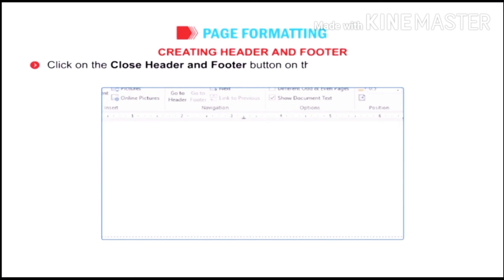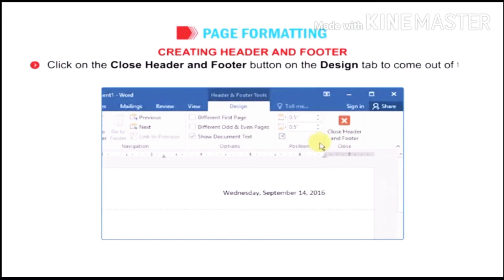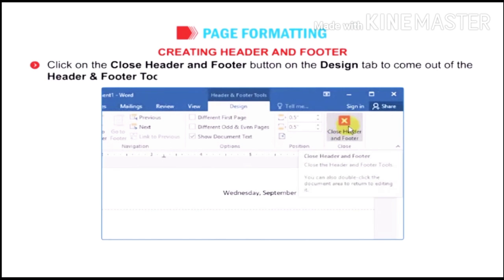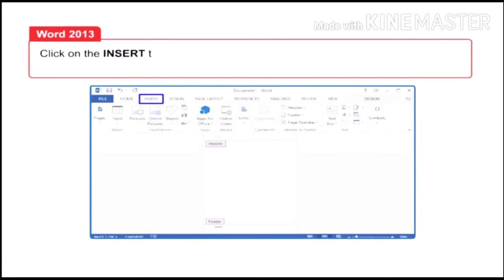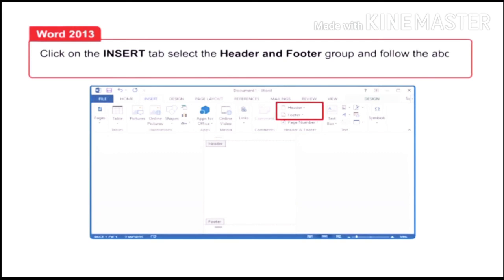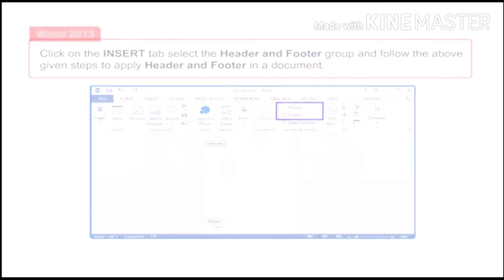So, students, click on the Close Header and Footer button on the Design tab to come out of the Header and Footer Tools section. Click on the Insert tab, select the Header and Footer group and follow the above given steps to apply header and footer in the document. Same 2013 में होता है.